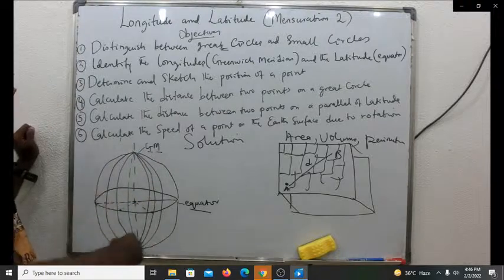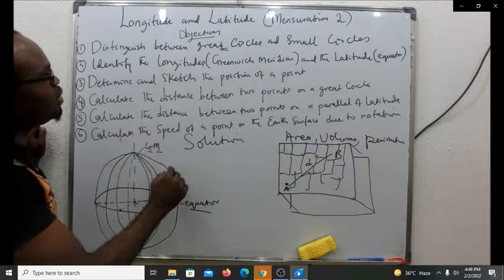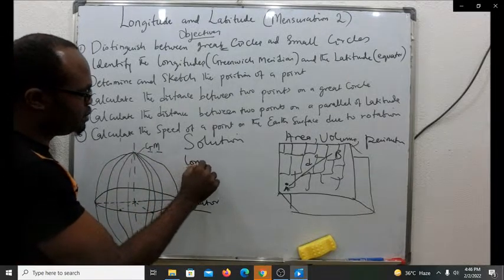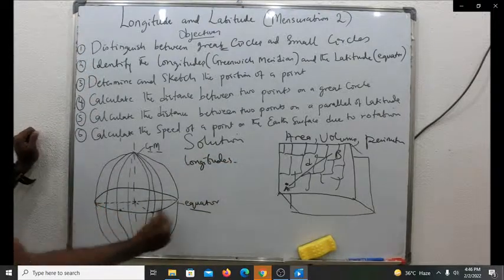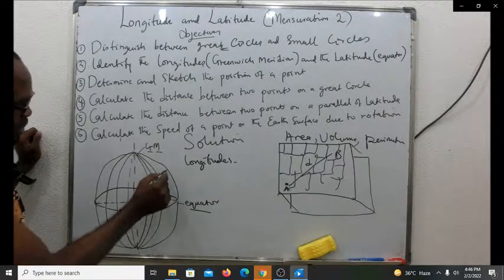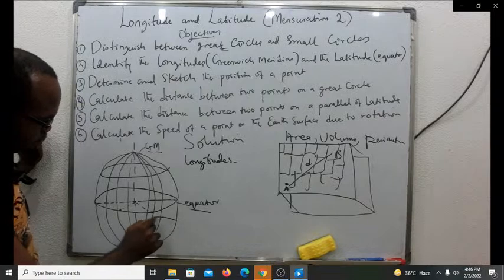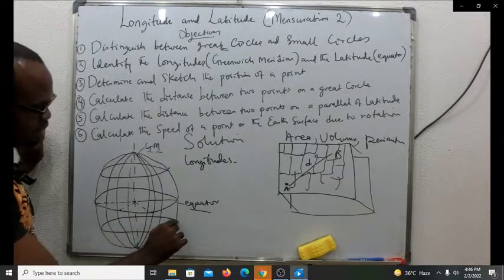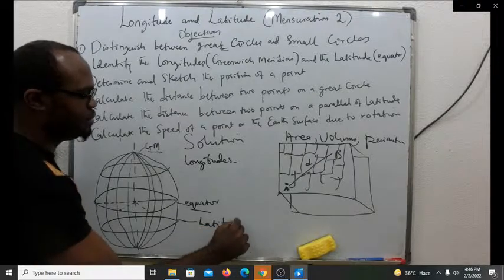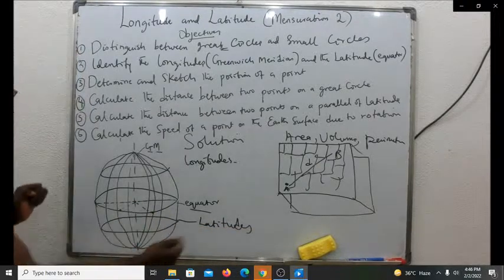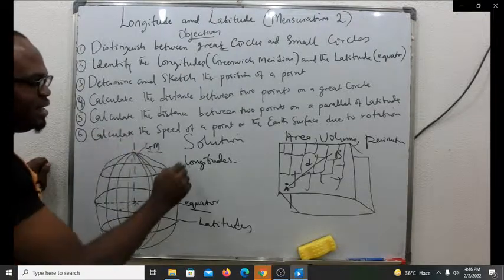So all these circles that are vertical, all the vertical circles like this, they are all called longitudes. Whereas this other circle that you have, like the equator, and any other circle you have like this, cutting the Earth into two places, they are known as latitudes. So the horizontal circles are the latitudes, whereas the vertical circles are the longitudes.